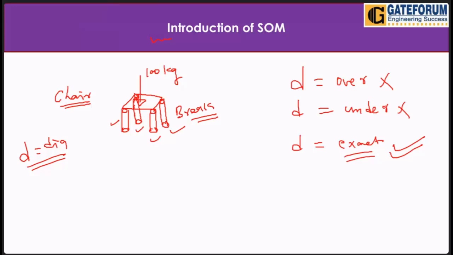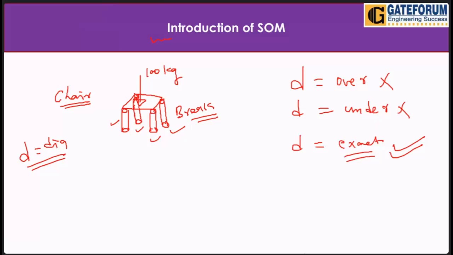That means every material has a particular strength, some internal property to sustain a particular value of stress, and that is known as strength of material. The whole subject of strength of material deals with this only: what is the maximum value of force a material can sustain, and what is the maximum stress it can sustain.